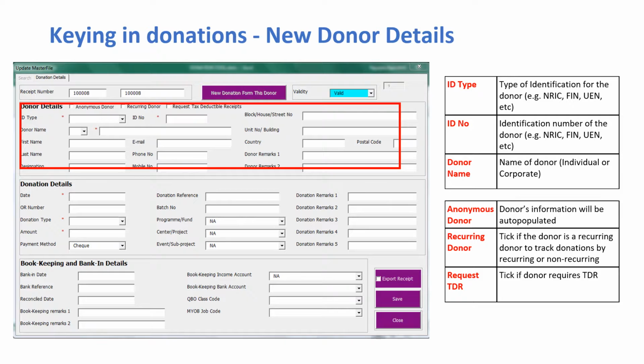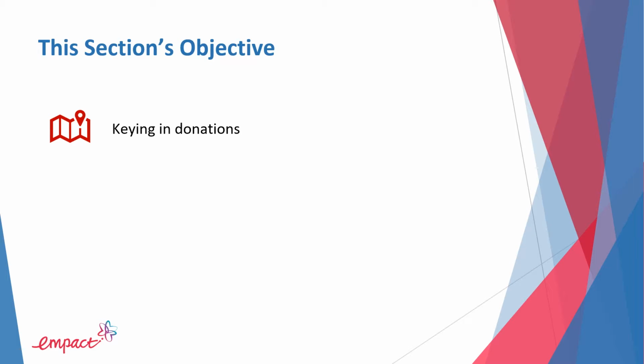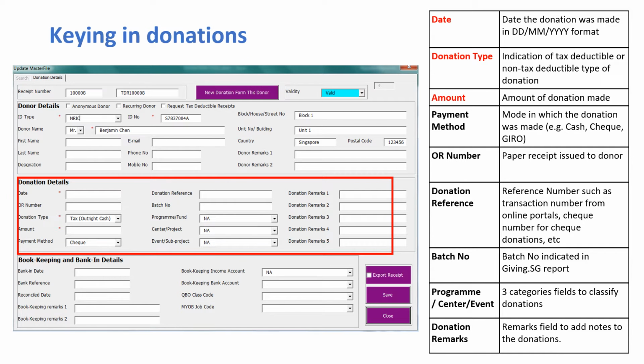For a new donor, you can key in the relevant fields that you want to collect from the donor. In the next section, we will look at how to key in the donation information on the donation entry screen. The fields highlighted here in red relates to the donation details. Similarly, a table is provided for you to facilitate your understanding of what each field means. Three required fields to save donations are date, donation type, and amount.